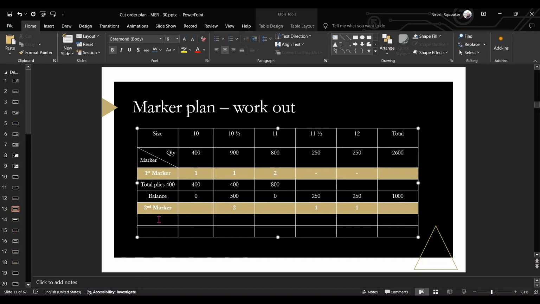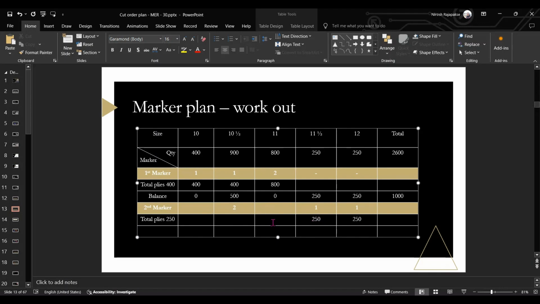So now, how many plies should you lay? Total plies. How many plies? Now it depends on the balance quantity to be cut, and the ratio of this marker. Only 250 quantities here, and here also 250, 500. If you lay 250 plies, you can cut 250 from here, because 1 into 250 plies is 250. And 1 into 250 is 250 you can cut.